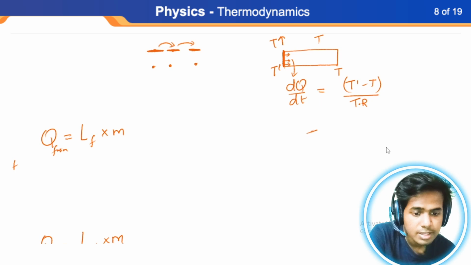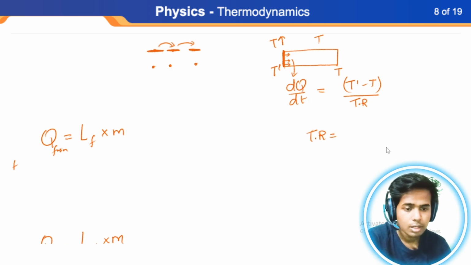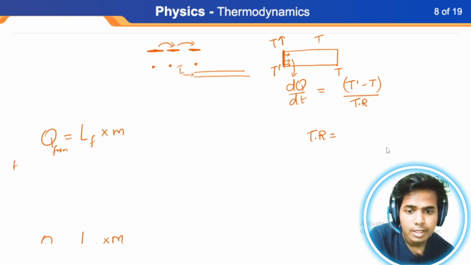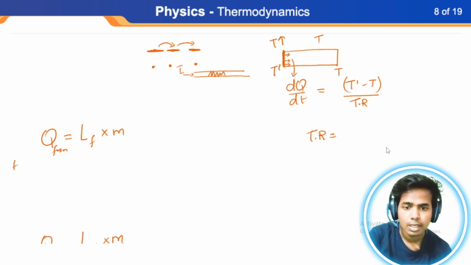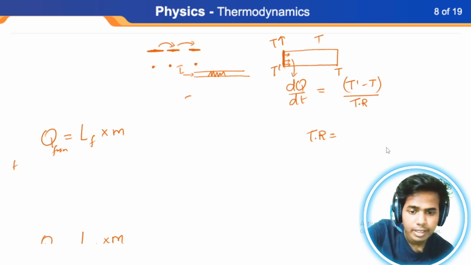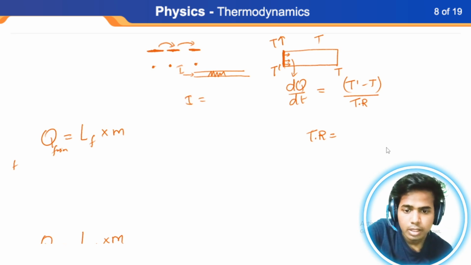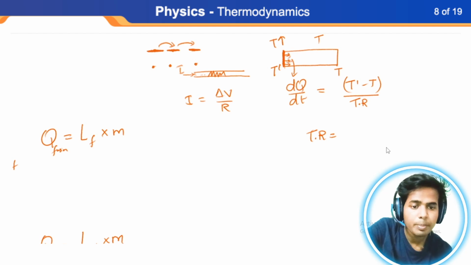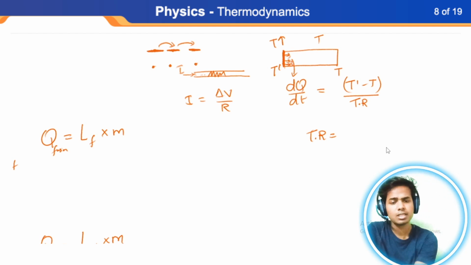Now this thermal resistance can be written in the same format as... can we compare this situation to the situation in which some current was flowing and there was this resistance, and you had to calculate that I is equal to delta V by R? This is exactly the same situation. It's just that here charge transfer was happening, here heat transfer is happening, but the basic rule still applies here, very similar to Ohm's law.